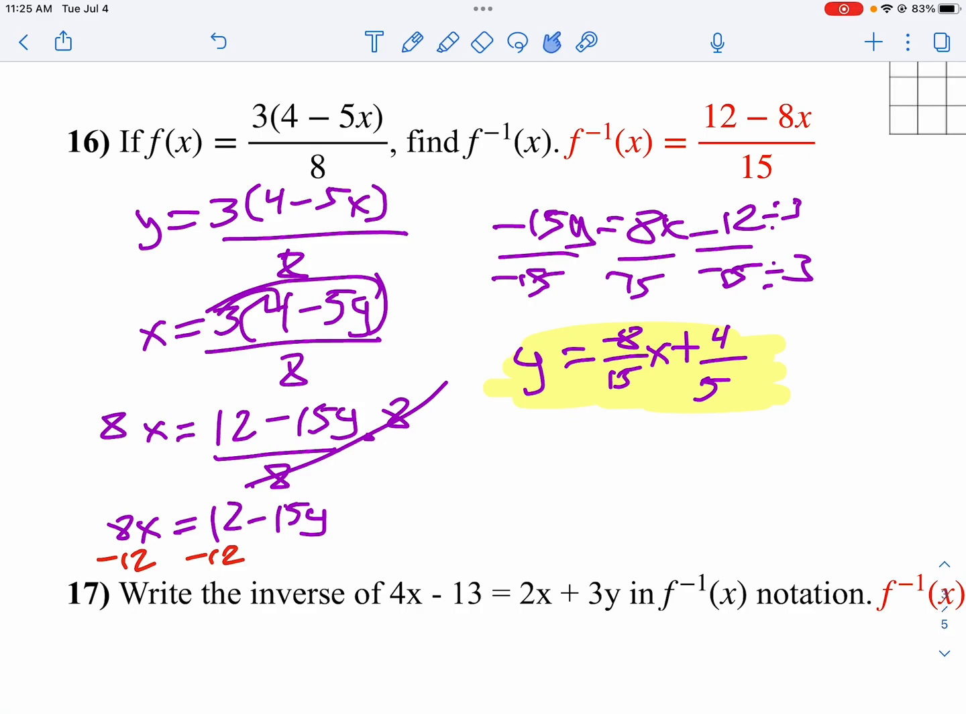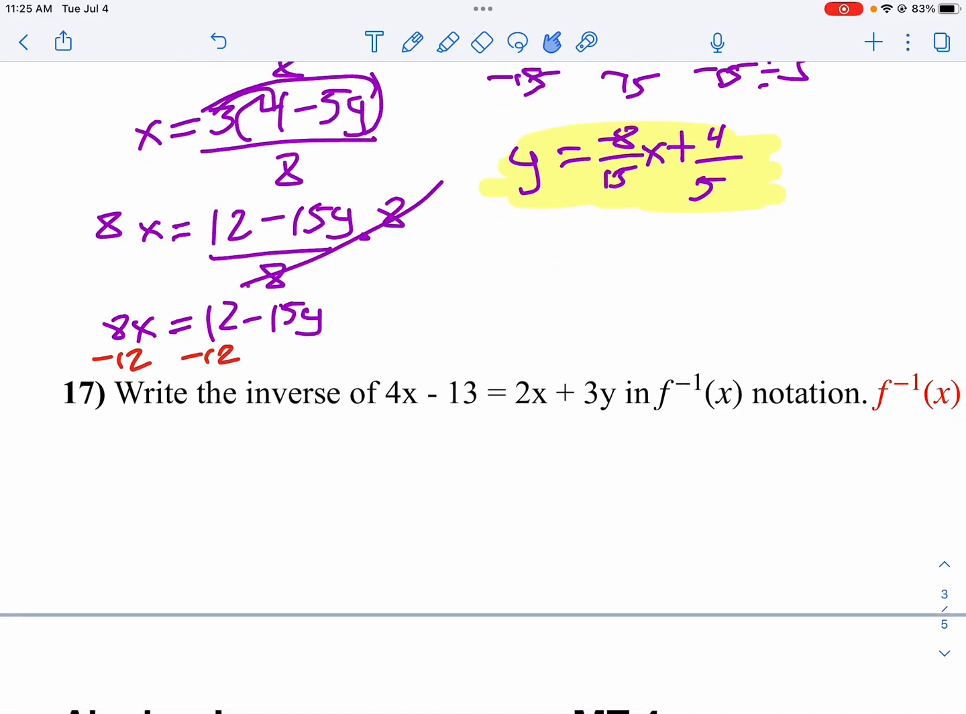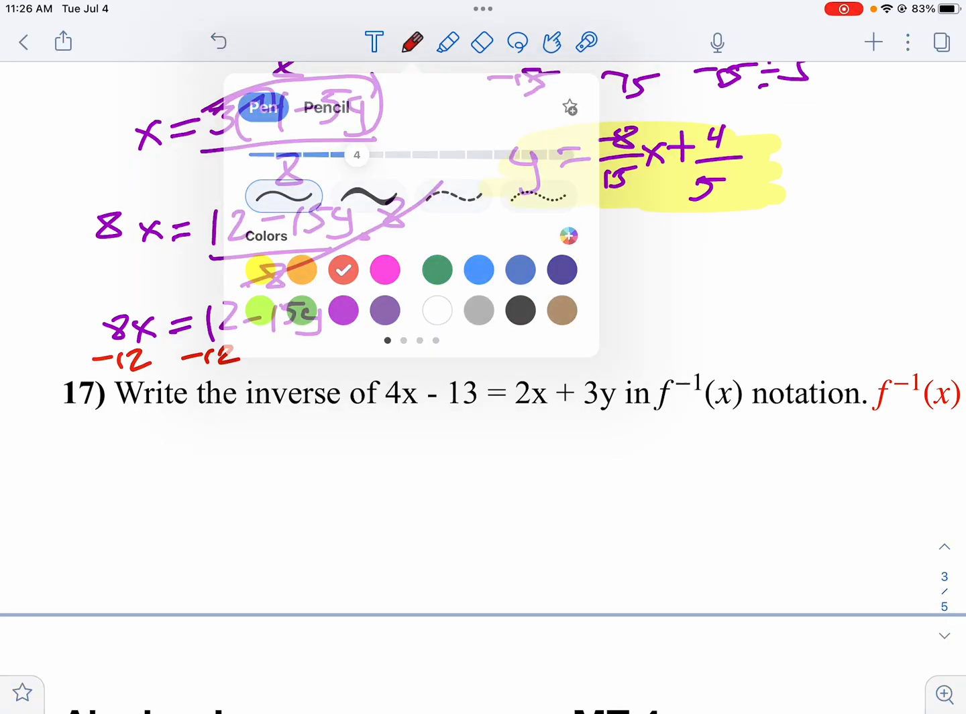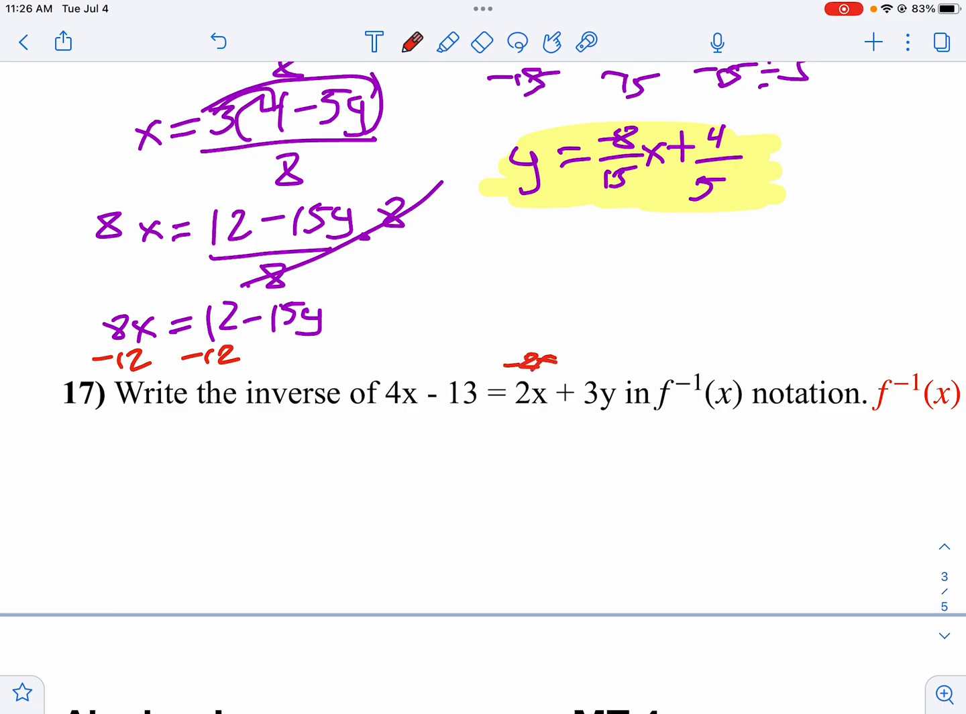Now we're going to do the same thing on number 17, except on this one, I probably want to do a little simplifying before I do anything else. So let's get the x's together. We'll subtract 2x from both sides. So then I'll get 2x minus 13 equals 3y. Now, let's flip the x's and y's around.